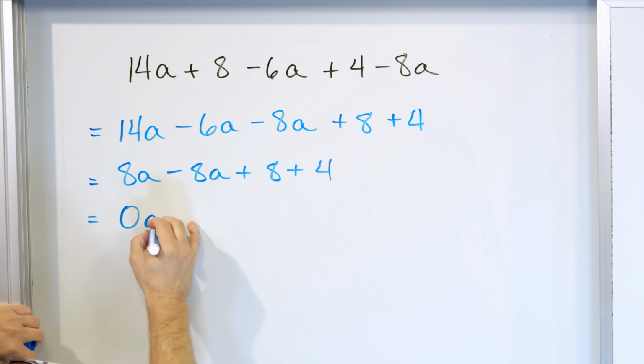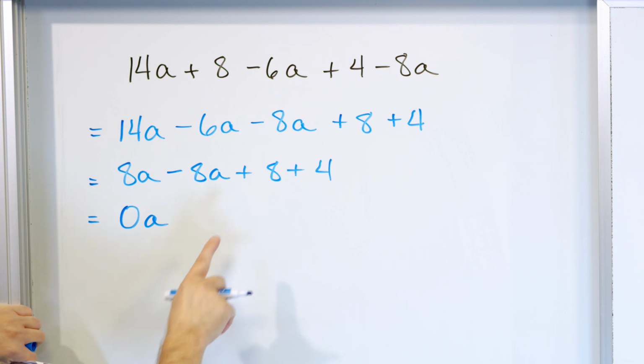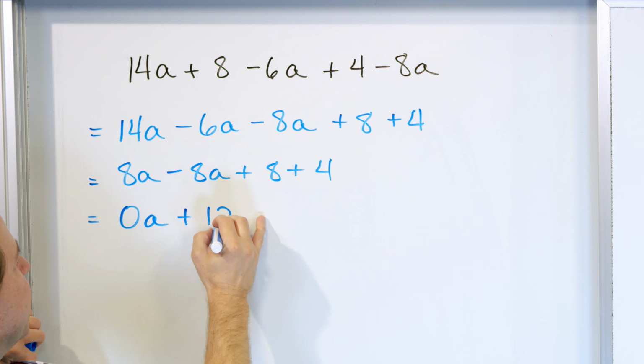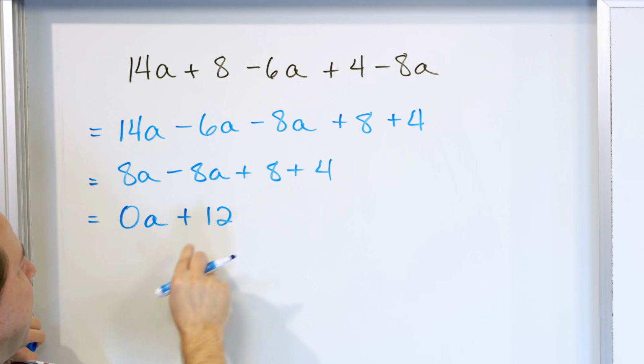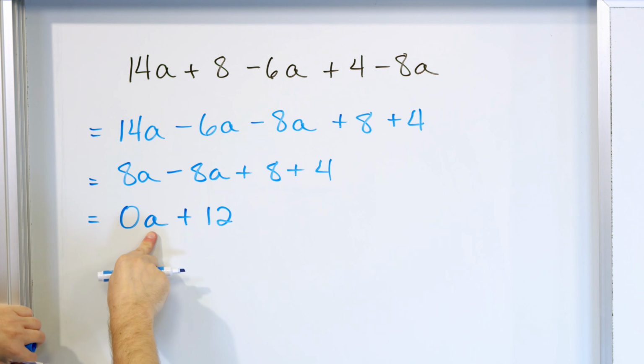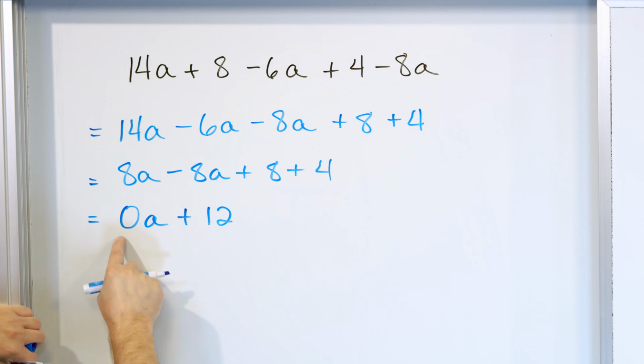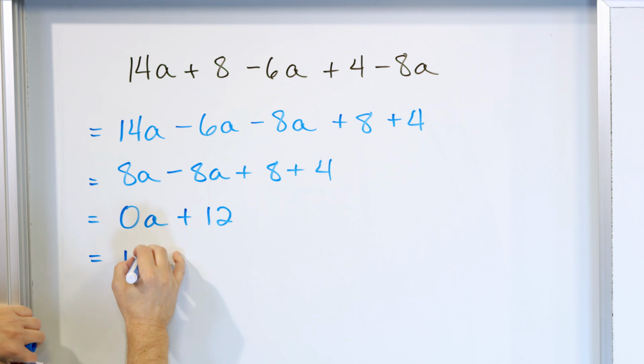You have 0 horses, 0a, right? And let's go ahead and add these. 8 plus 4 is 12, so plus 12, because it's positive 8, plus 4 more is positive 12. Now what is 0 times a? Remember, a can be a number, but 0 times anything is just 0, so this whole thing just goes to 0. So really all you have is positive 12.